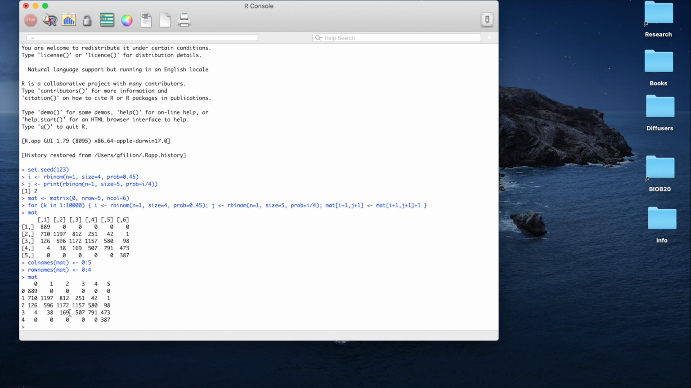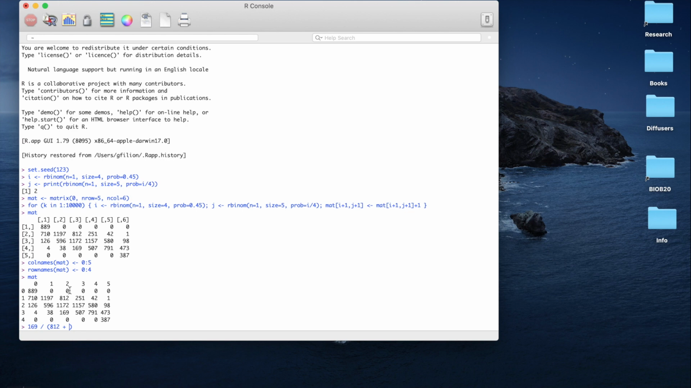Finally, to give the probability that I is equal to 3 given that j is equal to 2, we give the total number of cases that I is equal to 3 in the column j equals 2 divided by the total number of cases in the column j equals 2.